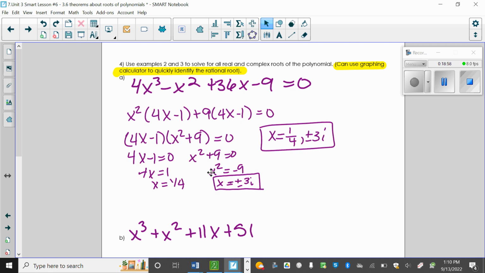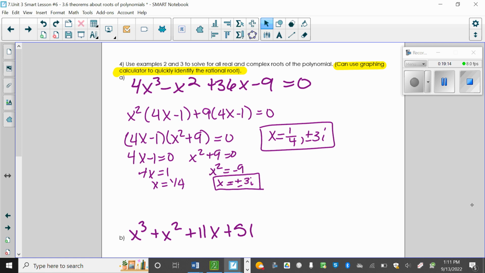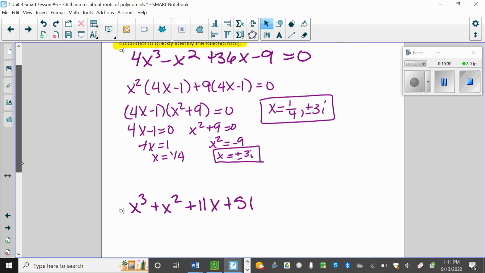All right, so this was factorable. You didn't have to use the rational root theorem, graph it, or anything. We could completely solve this one just by factoring. We grouped the first 2 terms together, and we get 4x minus 1 times x squared plus 9. Split up those factors, set each one equal to 0, and we get x equals 1/4 and plus or minus 3i. All right, hopefully that went well.